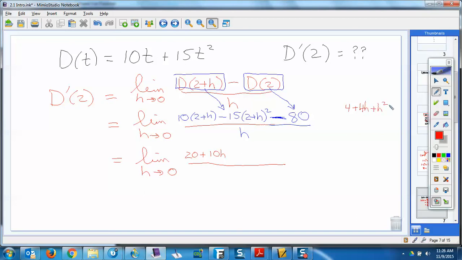Don't forget that that's FOIL. We do not distribute a power. This is not 2 squared and H squared, right? Do not make that mistake. Okay, this is a FOIL. This is a multiply it out. So it's 4 plus 4H plus H squared. And then we have to multiply it by negative 15.